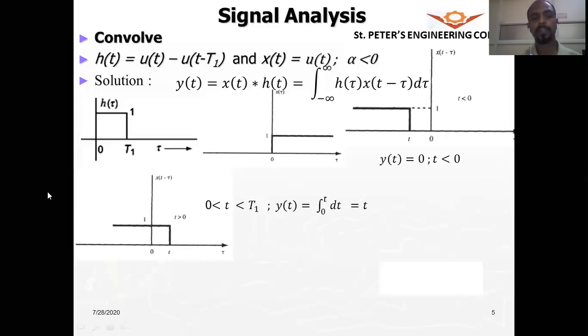That means from minus infinity up to 0, when t takes those values, the output is 0. We have shown that here. Now when t is greater than 0 but less than t1, the output y of t is equal to t. Next region is when small t is greater than capital T1. As I said, there is a full overlap. It can be here, it can be here, it can be here, or here also. So as t comes to the right of T1, the h of tau signal gets fully overlapped.